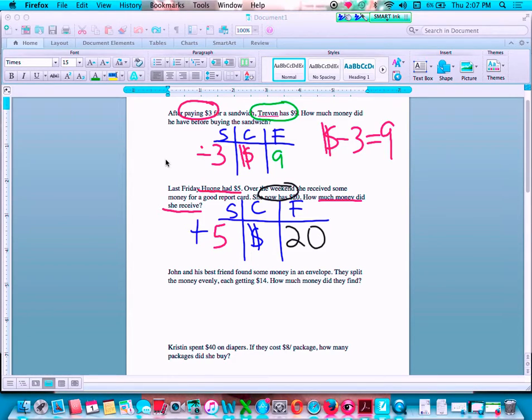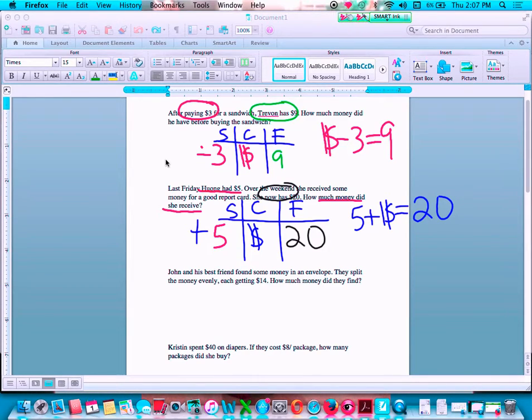Okay, so now I have my formula set up, and this is what my problem is. It's going to be 5 plus how much money she received equals 20, and you can take from your organizer here and solve that problem. So far you should have these 2 problems solved or set up ready for you to solve.